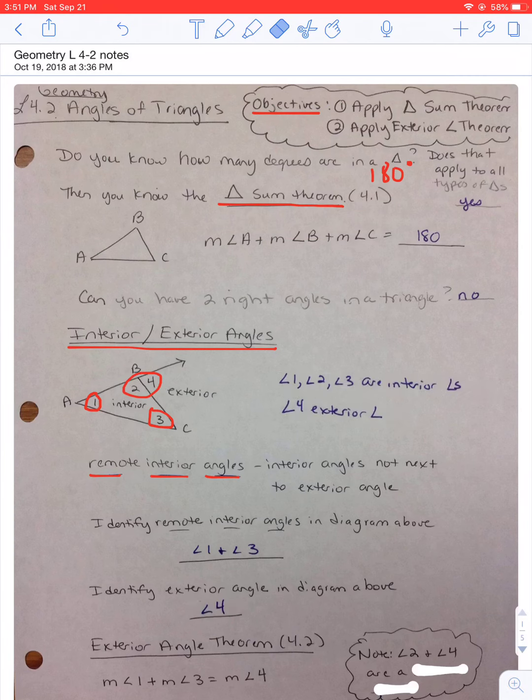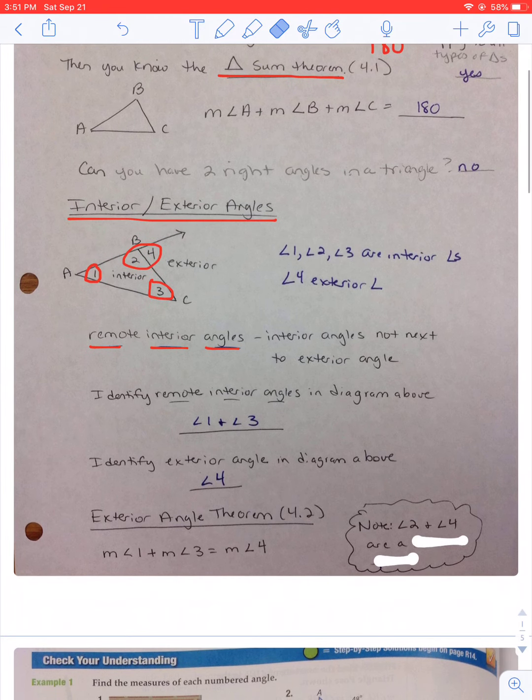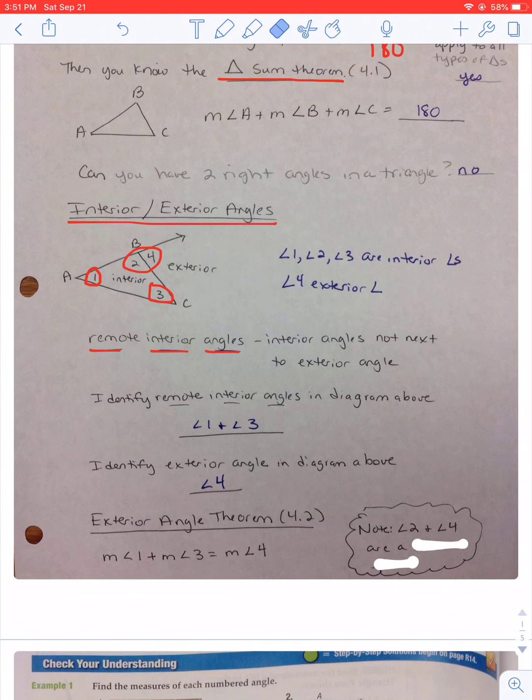So up here I'll go and clarify that 1, 2, and 3 are interior angles, angle 4 is an exterior angle, but angles 1 and 3 are special interior angles. They are remote interior angles. And last but not least, I mentioned at the top that we had the triangle sum theorem to learn, and then also the exterior angle theorem, which is 4.2.